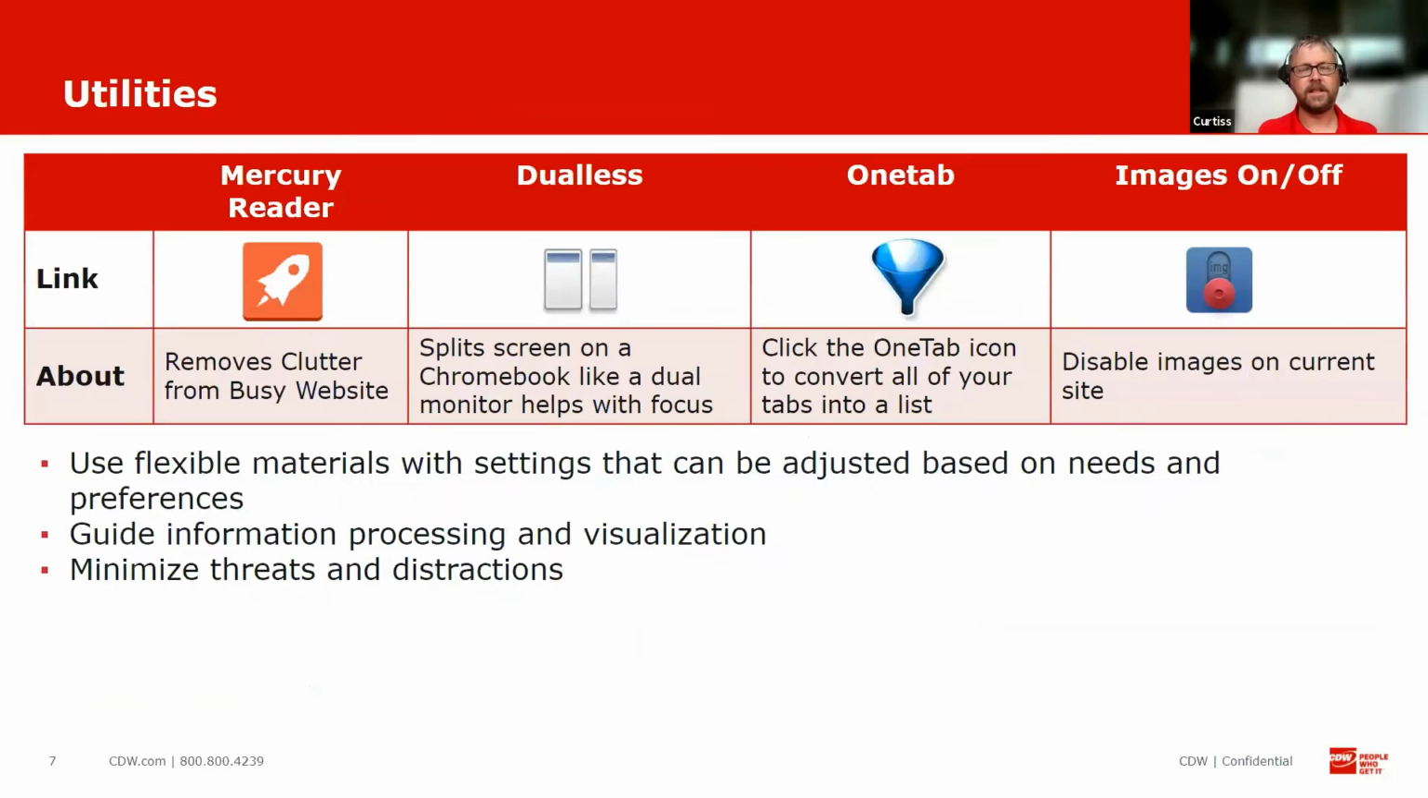So the first set of extensions I'm going to call utilities. Now, they're useful utilities in that they allow students and the teacher to do things that they need to be done. The first one is Mercury Reader, and I'm going to show that to you in a minute. But what it does, if you're on a website, there's all that junk on the side, and oh my gosh, maybe I just can't focus because there's too much going on. There's too many different things. How do I get that narrowed down? Mercury Reader takes care of that for you.